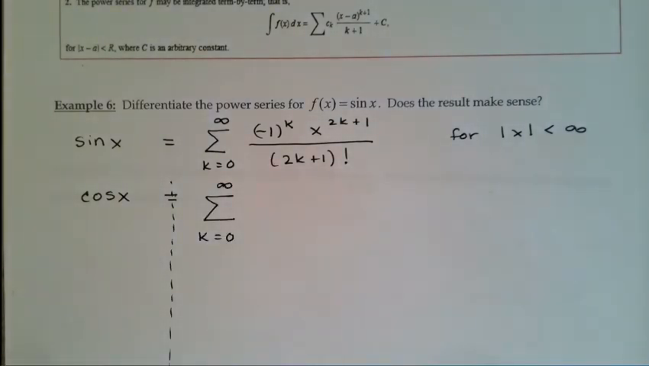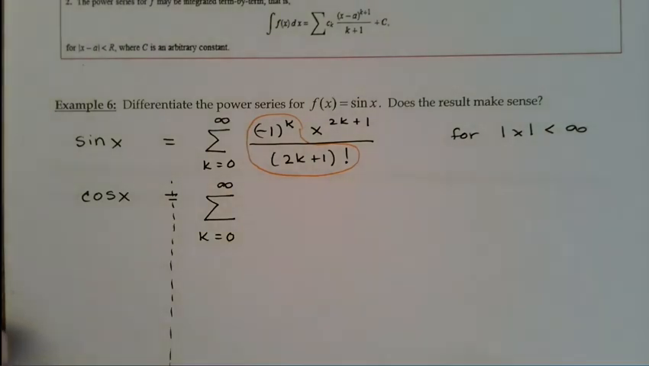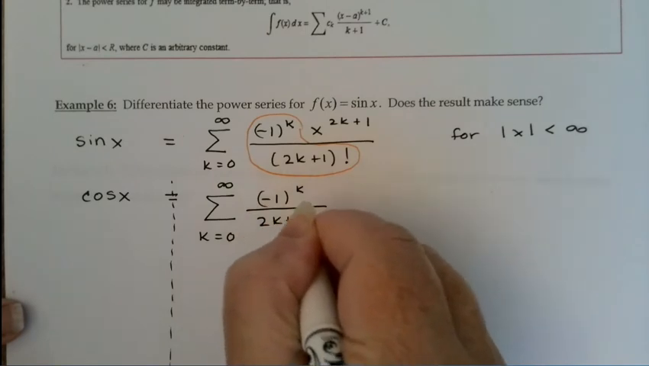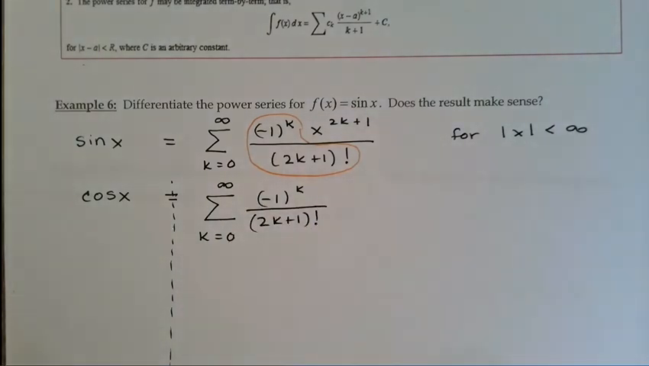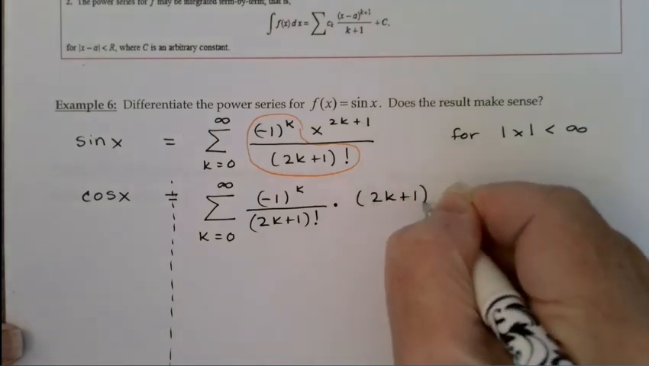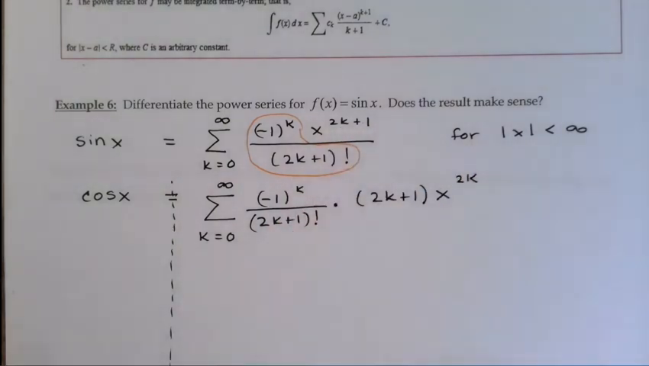Now I'm taking the derivative with respect to x. So the stuff that just has k's in it isn't going to change. I'm going to say these are all constant as far as x is concerned. So the negative 1 to the k over 2k plus 1 factorial doesn't change at all. It's just a constant multiplier. And then I'd multiply that by the derivative of the x to the 2k plus 1. Well, that's just a power rule. I bring the power down in front, 2k plus 1, and then I reduce the power by 1, so it just becomes x to the 2k.